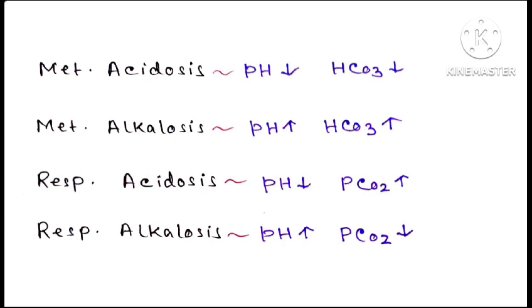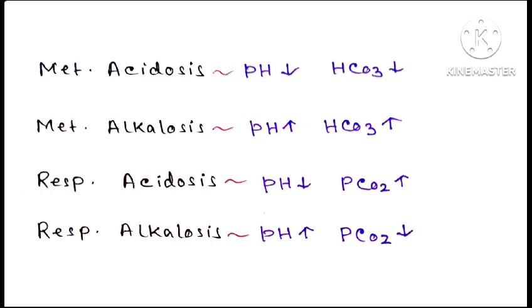Second one is metabolic alkalosis. So alkalosis means pH value will be increased here, and metabolic means that it is related to bicarbonate. So here bicarbonate value will also be increased.